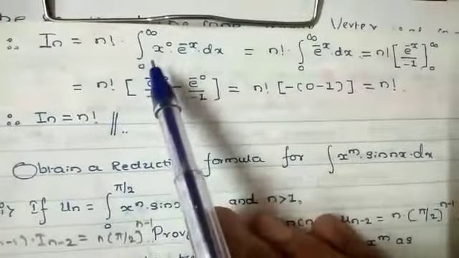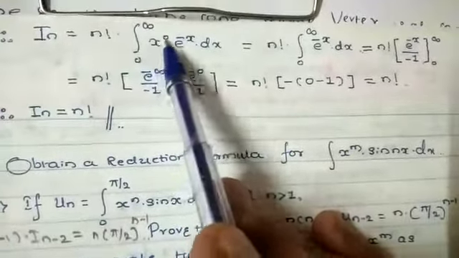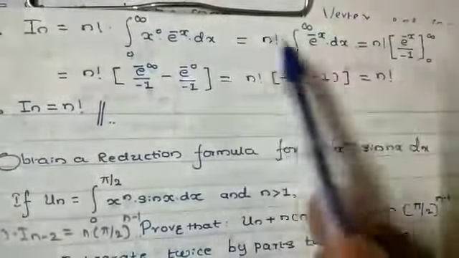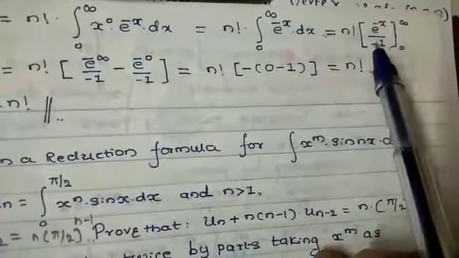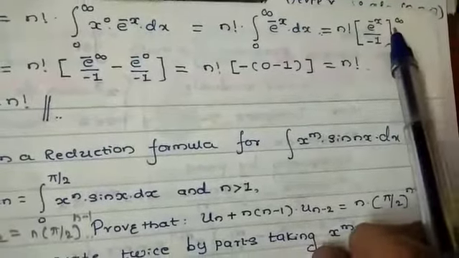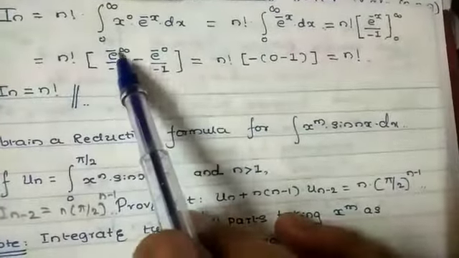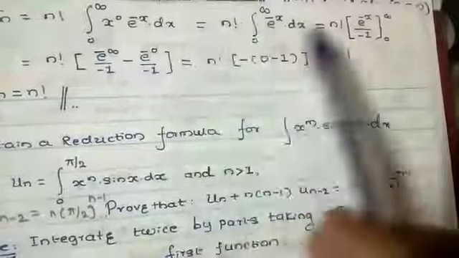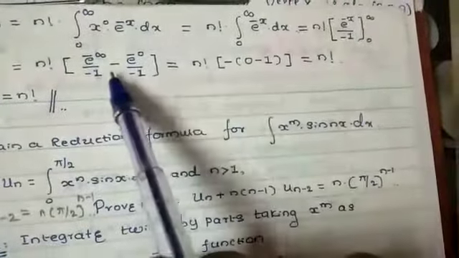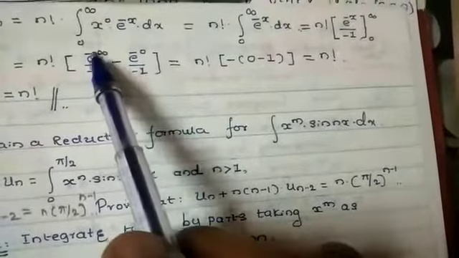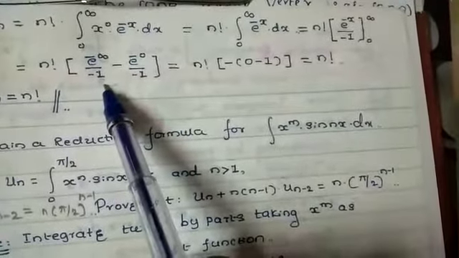I_0 can be written from the given equation, in place of n it should be 0. Anything raised to 0 is 1, so that is e raised to minus x. The integration of that term is e raised to minus x divided by minus 1, from 0 to infinity. So that is n factorial into the bracket, e raised to the upper limit infinity and the lower limit, so you have to substitute 0. So n factorial into minus e raised to minus infinity, which is 1 divided by e raised to infinity.